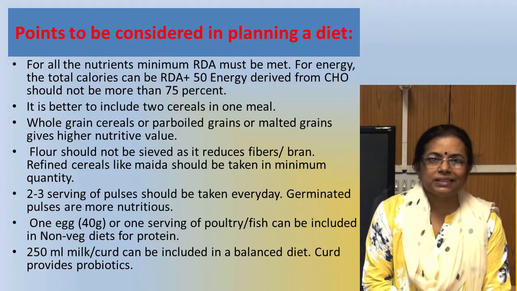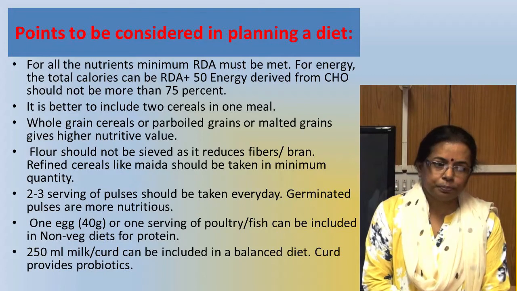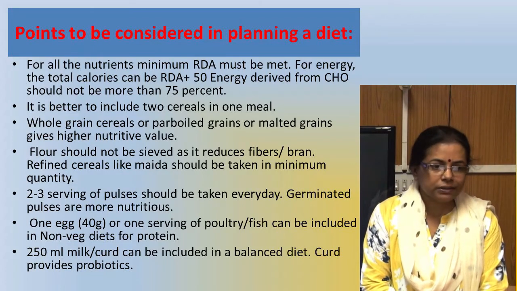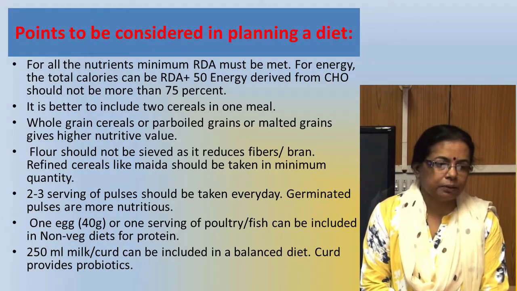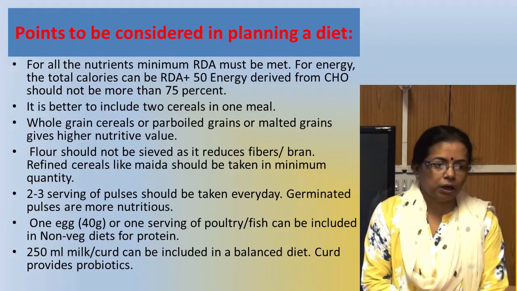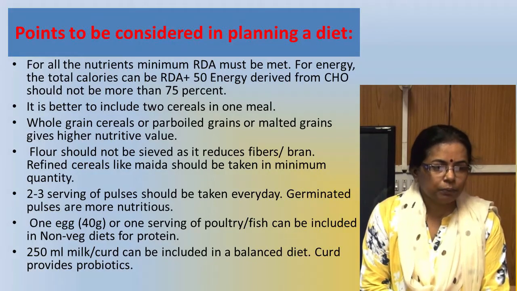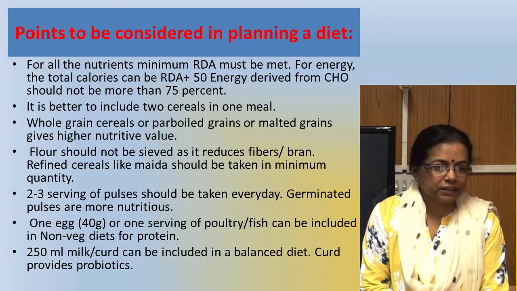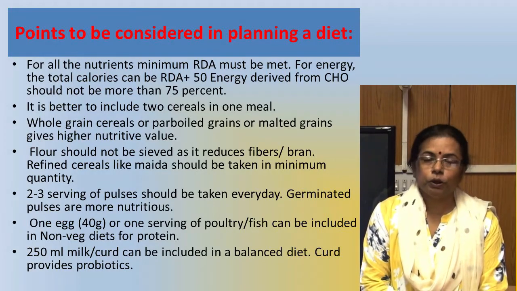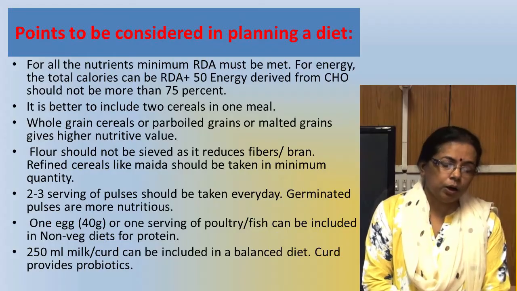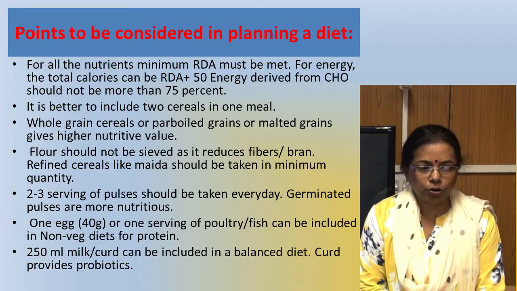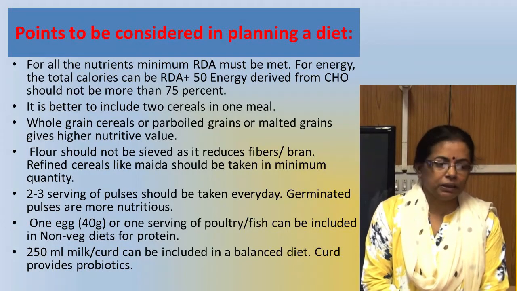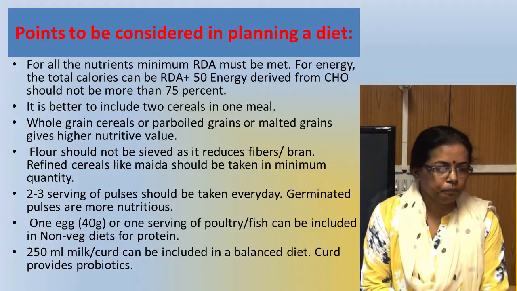Flour should not be sifted as it reduces the bran's fibers and minerals. Refined cereals like maida should be taken in minimum quantity. Two to three servings of pulses should be taken every day. Germinated pulses are more nutritious and should be included. One egg or one serving of poultry or fish can be included in a non-vegetarian diet for protein.